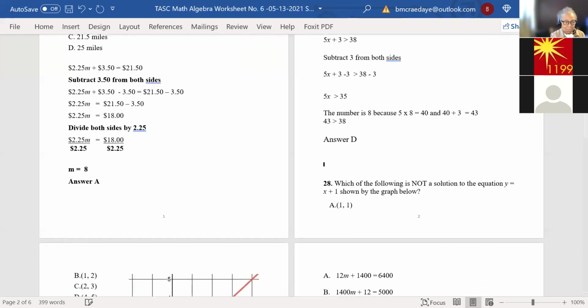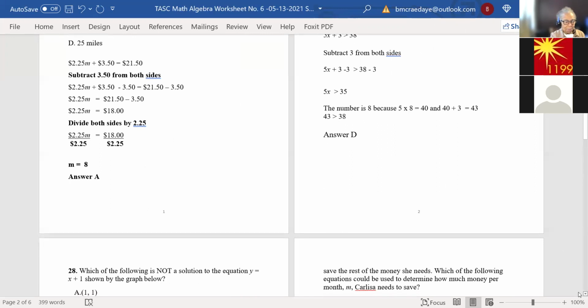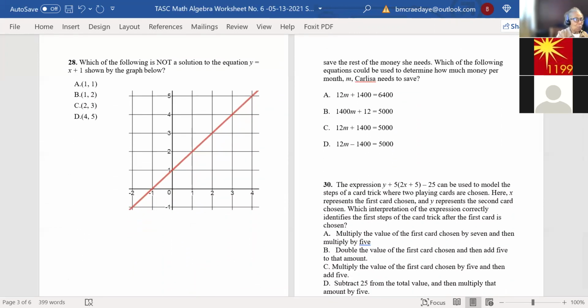And actually you could read this one off the graph. I think that's probably what you did, right? Yes, I read it off. Which of the following is not a solution to this equation? It's not an inequality, it's an equation. So the equation is y equals x plus 1. So let's just copy that. And you could read this one really off the graph.